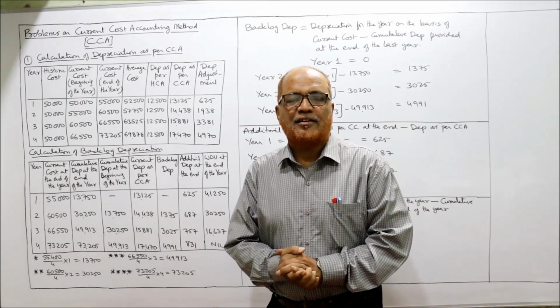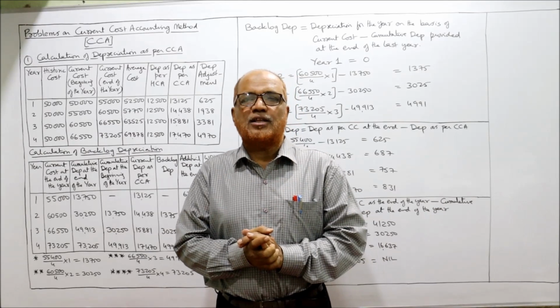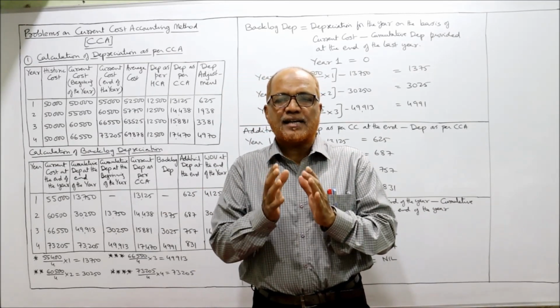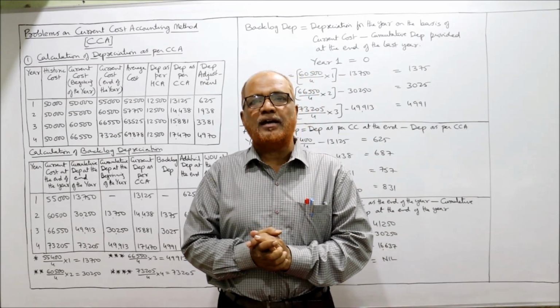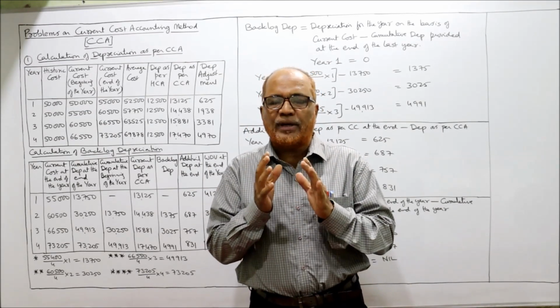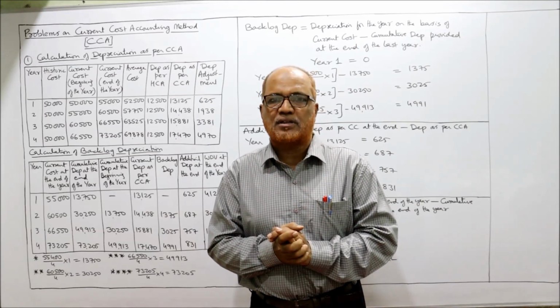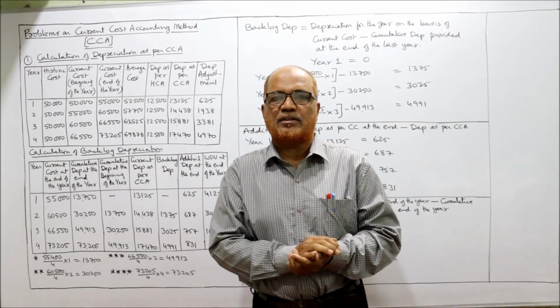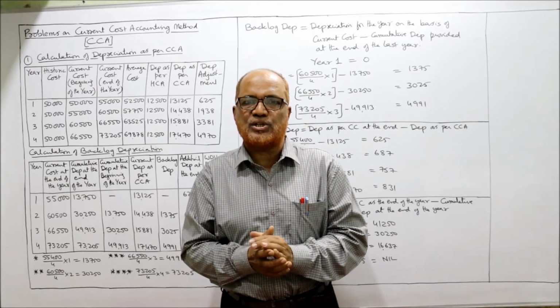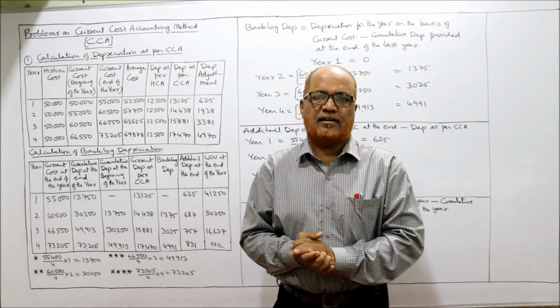I am Hasham. So now I am going to start the problems on current cost accounting. This is the second method of accounting for price level changes. Till the last video I have completed 25 problems on the CPP method, current purchasing power method. There are two methods in accounting for price level changes, that is CPP and CCA.